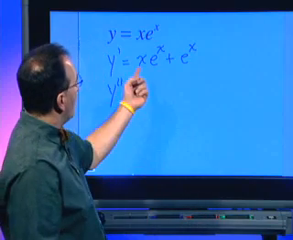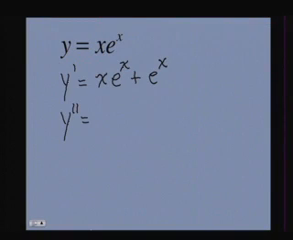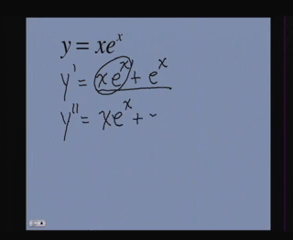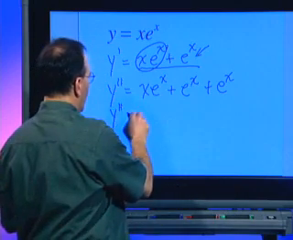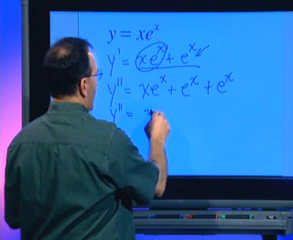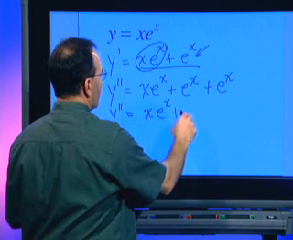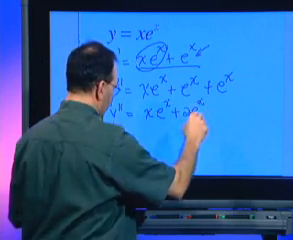Let's look at y double prime. Well, we again have to take the derivative of x times e to the x, but we just did that, so we know that this is the answer to just this section. So it's x e to the x plus e to the x. But then we have to do the derivative of that, so the derivative of e to the x is e to the x. So this time, what we have in terms of the second derivative is y double prime equals x e to the x plus 2 e to the x.